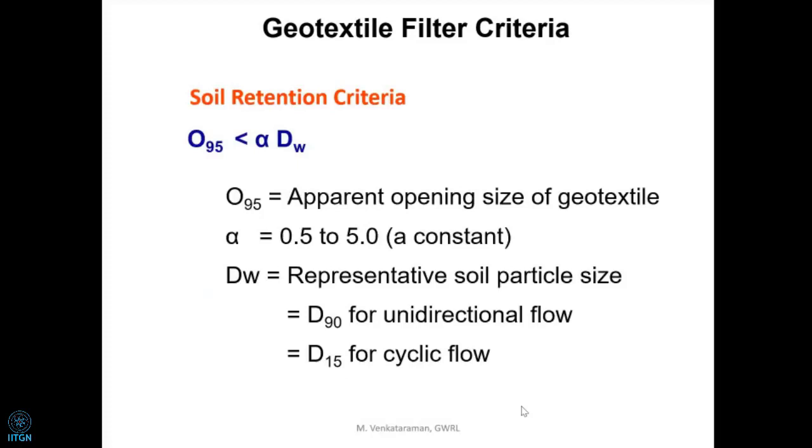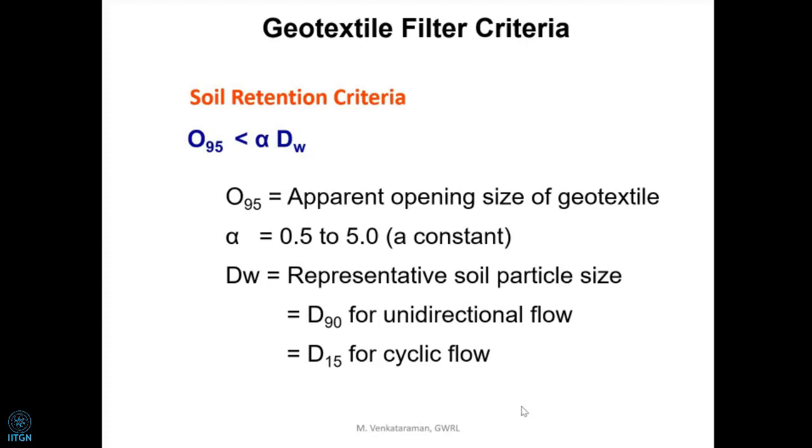Then, what is the filter criteria? I have put O95 should be less than alpha times dW. Alpha is a factor which is generally 0.5 to 5, a constant, and O95 is the apparent opening size, and dW is the representative soil particle size: D90 for unidirectional flow and D15 for cyclic flow.